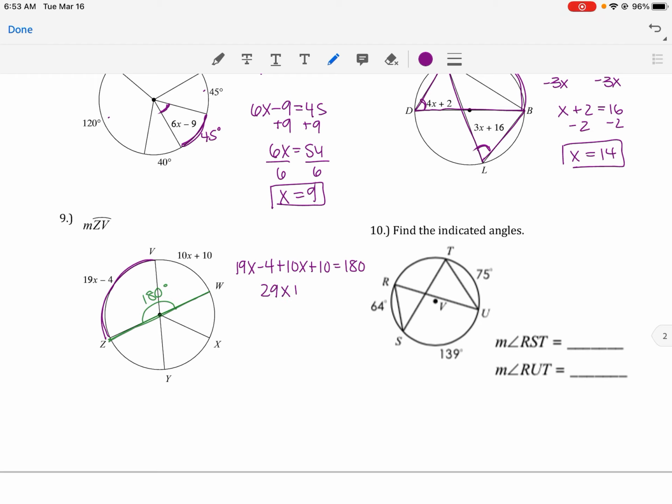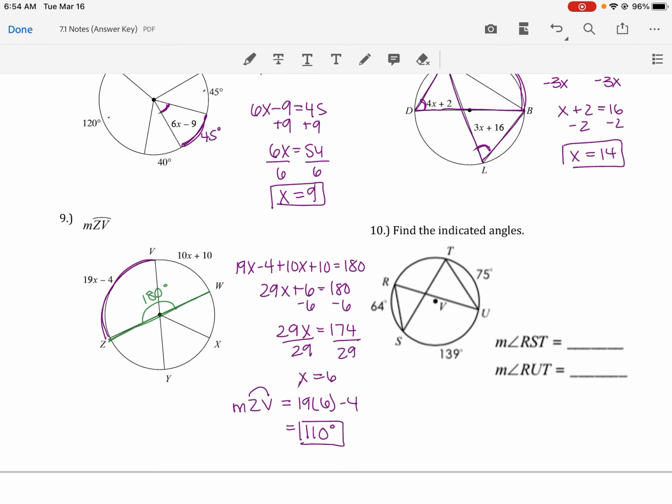So we have 29x plus 6 equals 180. Subtract 6 from both sides. 29x equals 174. Divide both sides by 29, and x equals 6. And you're probably feeling pretty good about things, but since it asked for the measure of the arc M to Z to V, we're going to do 19 times 6 minus 4. When we do that, we get a total of 110 degrees for that arc length.